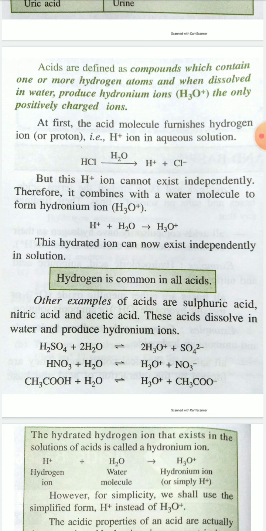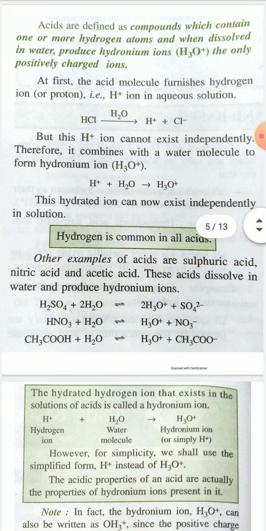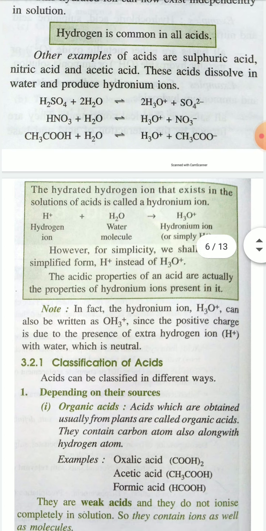Hydronium ion can exist independently in solution. So hydrogen is common in all acids. Other examples of acids are sulfuric acid, nitric acid, acetic acid, butyric acid, formic acid, carbonic acid. These are all examples of acid. These acids dissolve in water and produce hydronium ion, that is H3O plus ion.